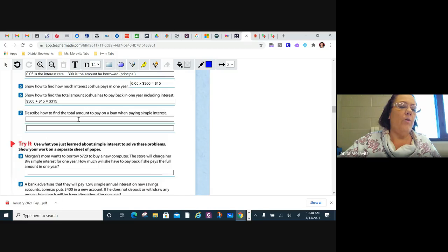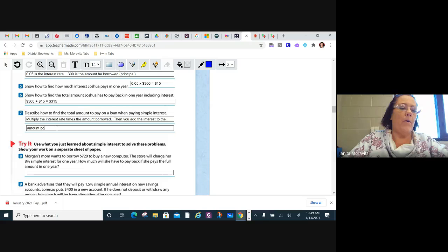describe how to find the total amount to pay on a loan when paying simple interest. Well, you're going to multiply the interest rate times the amount borrowed, or the principal. Then you add the interest, not the interest rate, but the interest when you find it, to the amount. Let's put that on the next line, to the amount borrowed.